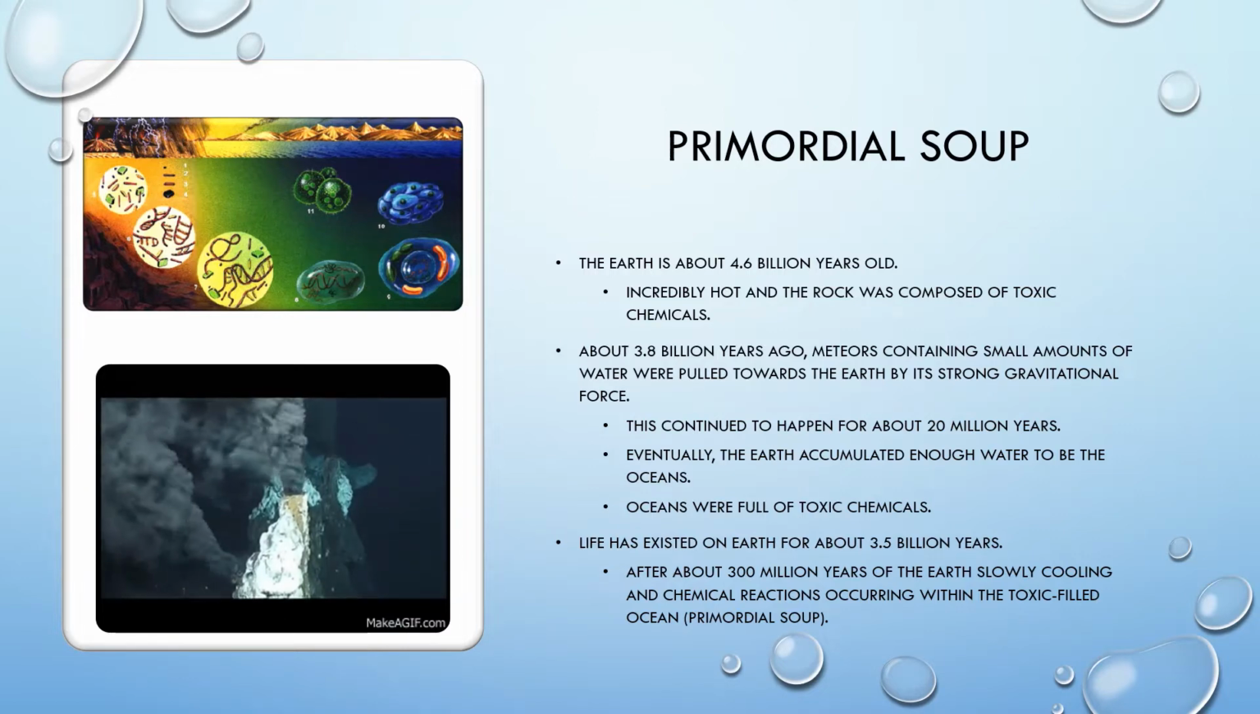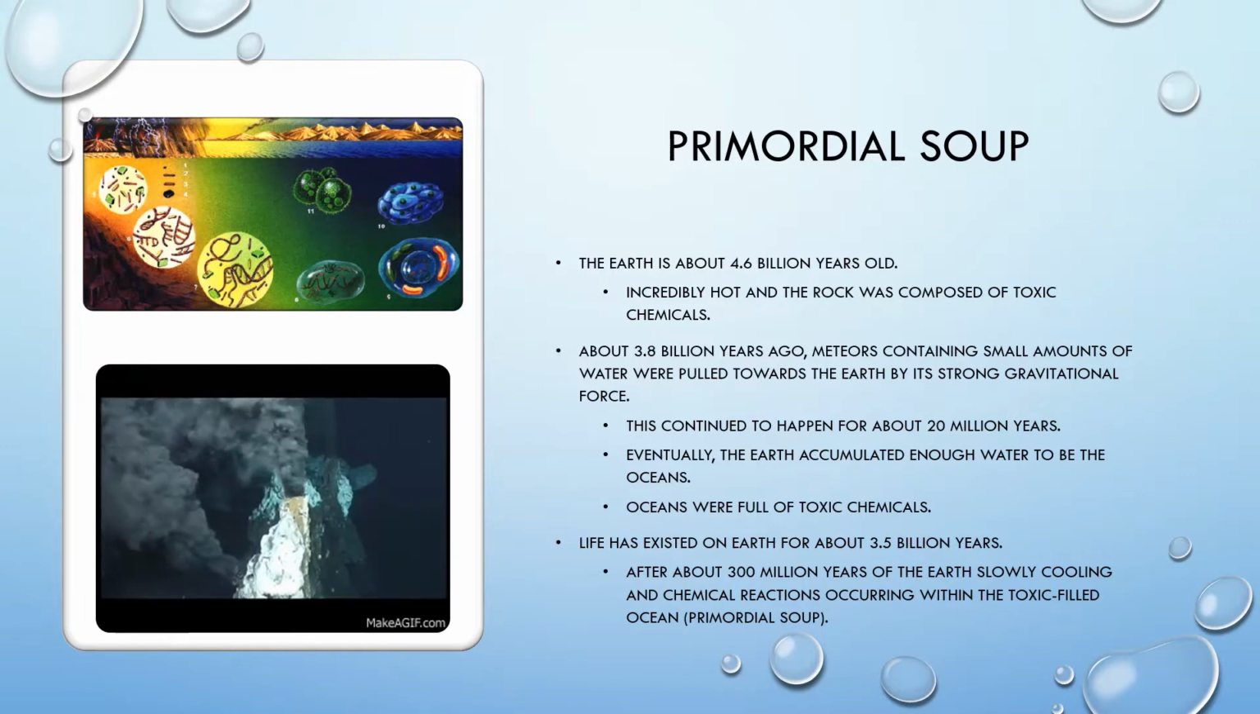Okay? About 3.8 billion years ago, meteors containing small amounts of water were pulled towards the Earth by its strong gravitational force. This continued to happen for about 20 million years. Eventually, the Earth accumulated enough water to form the oceans. And then these oceans, because they're sitting on this incredibly hot rock that's made of toxic chemicals, become full of toxic chemicals.